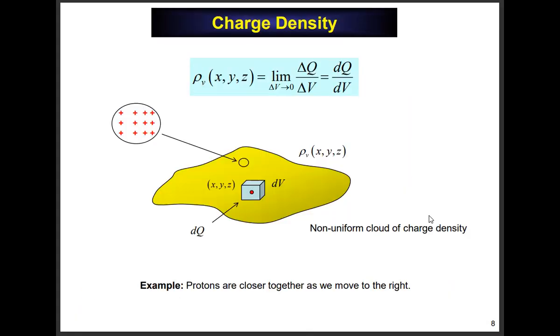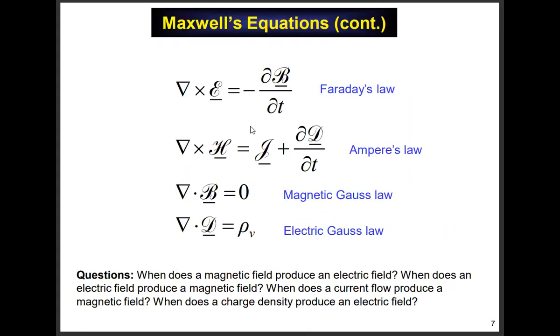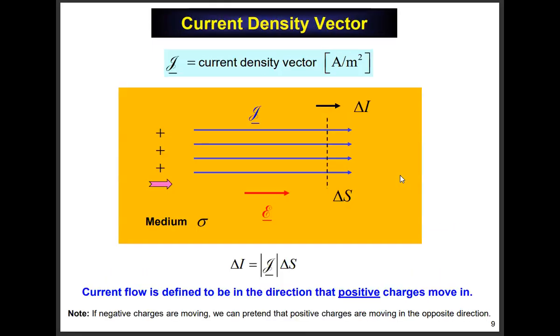Then let's review the current density vector, because that appears in Ampere's law again. So what the heck does that mean? Okay, and the units are amps per square meter. Okay, now current, this goes back to basic circuit theory. Current is the flow of charge, right? We all know that.